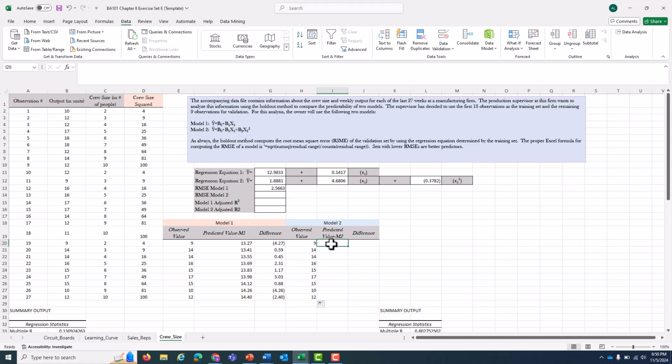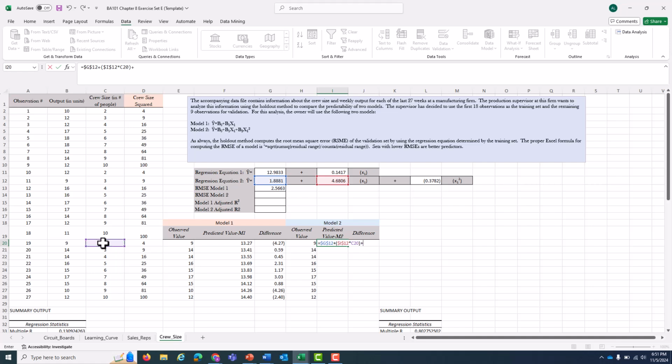So over here for the very first one, I'm going to say that this is equal to the constant for model 2 in cell G12. And just like before, I know I'm always going to want to reference this cell, so let's make that absolute, plus the coefficient for our x1 variable, also absolute, times, in this case, the number that we have for our input for this particular response. And just like before, for observation 19, the crew size was 2 people, found in cell C20. Close that parenthesis.